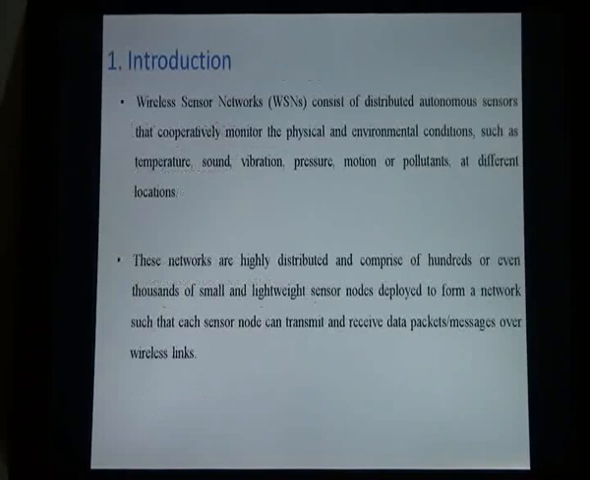Basically, wireless sensor networks consist of distributed, autonomous sensors that cooperatively monitor the physical environment, including environmental conditions such as temperature, sound, pressure, motion or pollutants, at different locations over time or over space. These networks are highly distributed. They can comprise hundreds or even thousands of tiny, lightweight sensor nodes that form a network and cooperatively monitor a domain or a region, and they also send and receive message packets over wireless links.